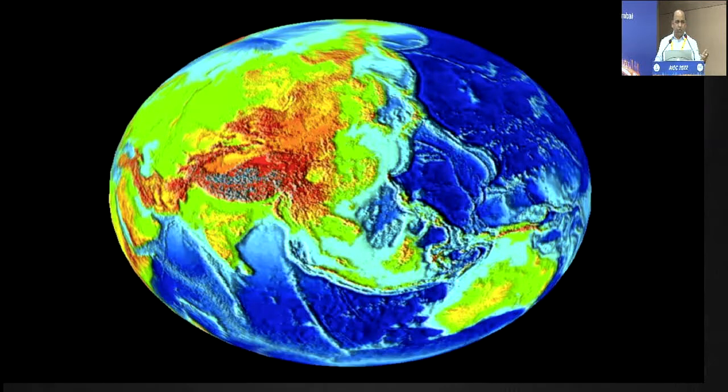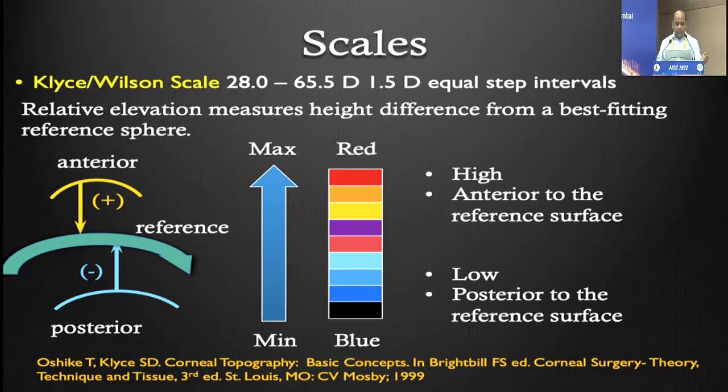This is a very common photograph we all have seen. The reason for showing it here is that all the plain areas in the world are shown by green, all the water bodies are shown by blue, and all the steep mountains are shown by red or maroon. A similar concept has been used in corneal topography, which is again color based. This scale is always there in all the scans from any machine. It is called the Klyce-Wilson scale, and it ranges from 28 to 65.5 diopters. The interval between two colors is very important. It should be 1.5 diopters. If you reduce this interval, there will be a lot of colors on the topography, and it is very difficult to interpret.